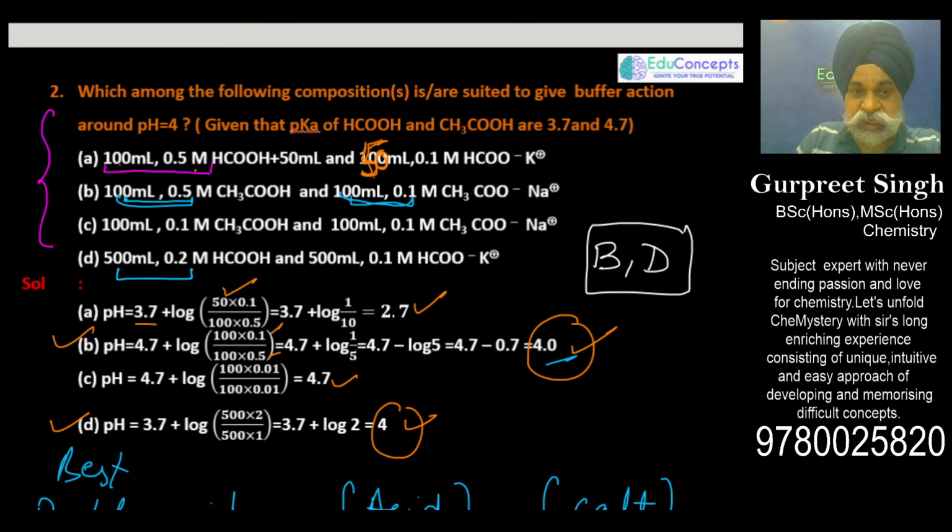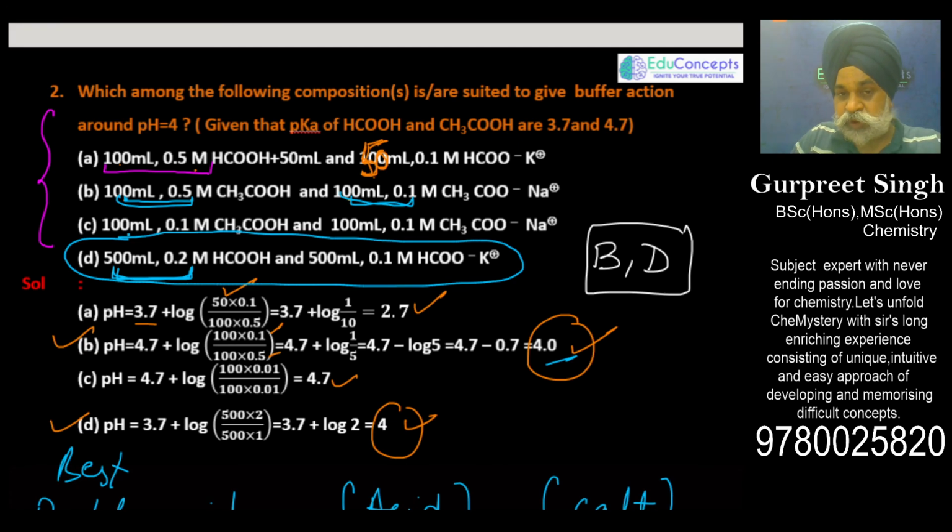Vis-a-vis, here you are having almost 100 millimoles of formic acid, and here you have 50 ml of potassium formate. So in this problem, the number of millimoles of formic acid and potassium formate are much closer to each other in terms of concentration as compared to the B option. So the best among these four options would be the D option.